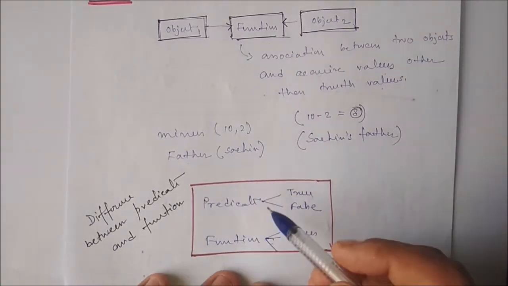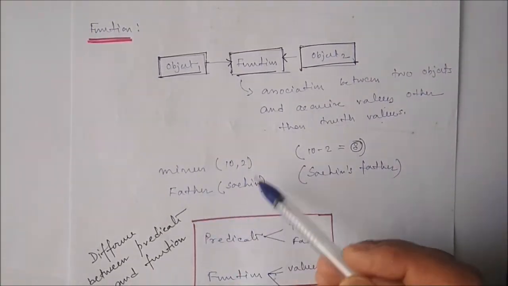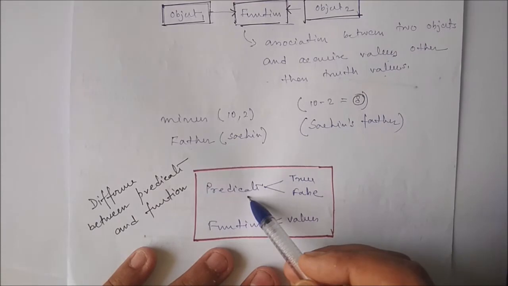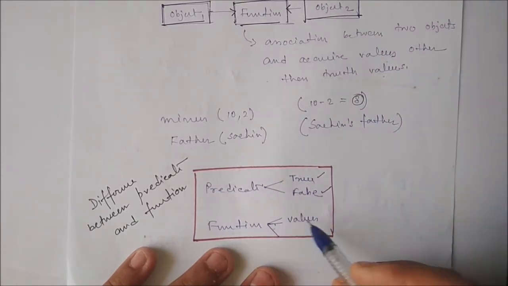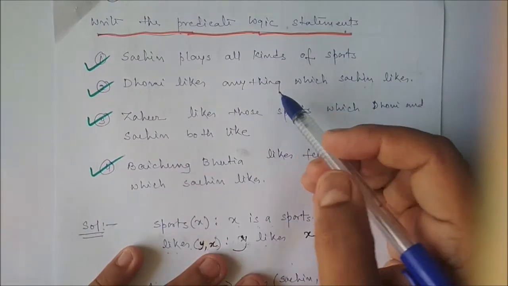So the representation is the same as the predicate, but the difference is that a predicate always gives true or false values, but a function gives any particular value. Okay, now let's see some examples.